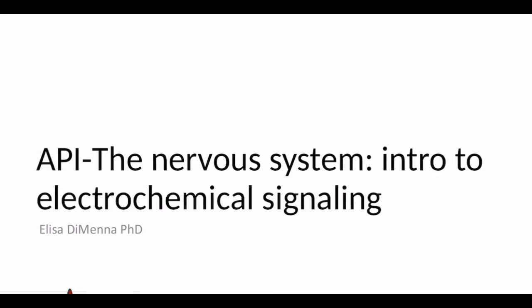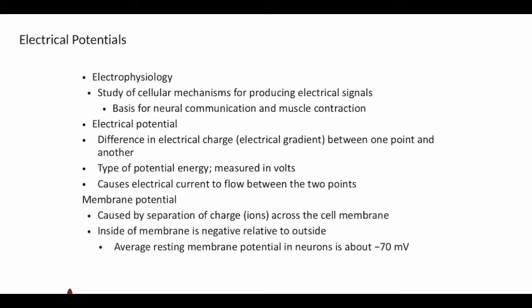So, now we're going to get into an introduction regarding the electrochemical signaling used by the nerves. Electrophysiology is the study of how cells, specifically neurons in this case, produce electric-like signaling. It's the basis for all neural communication outside of things like neurotransmitters, and for muscle contraction as well. It requires an electrical potential, meaning stored energy.